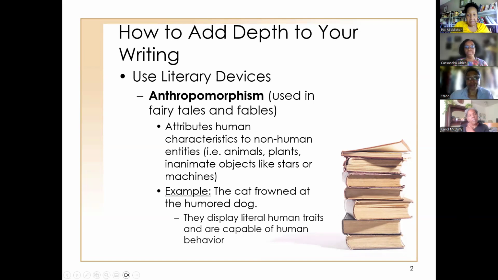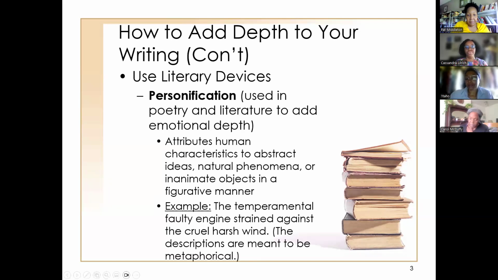Next up, we have what started all of this: personification. Basically, this is used in poetry and literature to add emotional depth. It attributes human characteristics to abstract ideas, natural phenomena, or inanimate objects in a figurative manner. I have an example here: the temperamental, faulty engine strained against the cruel, harsh wind. The descriptions are meant to be metaphorical.